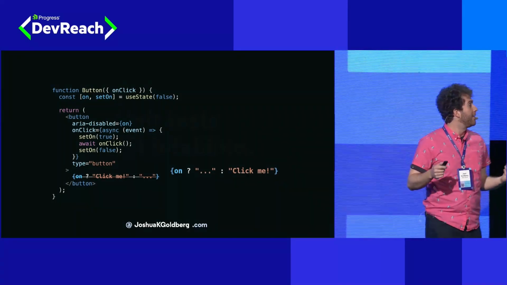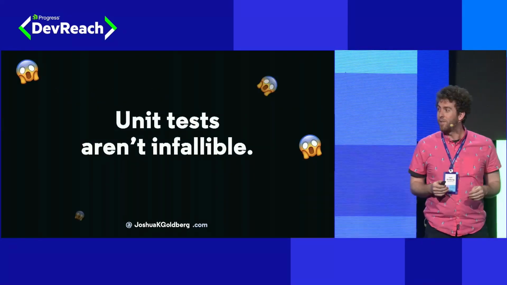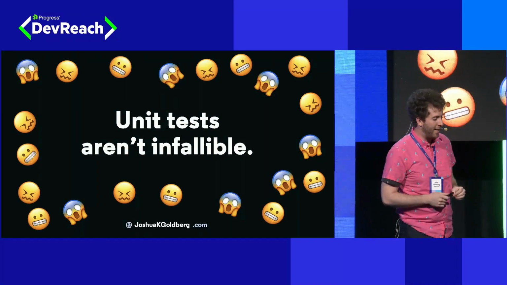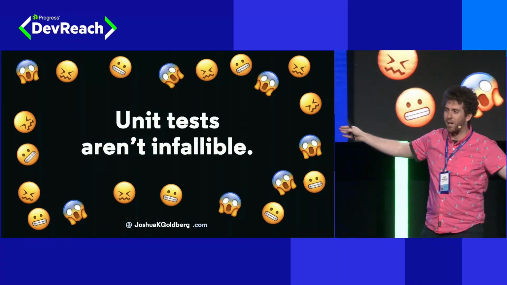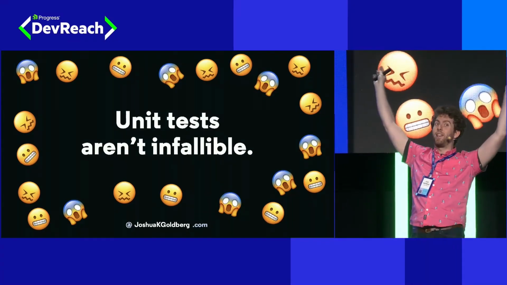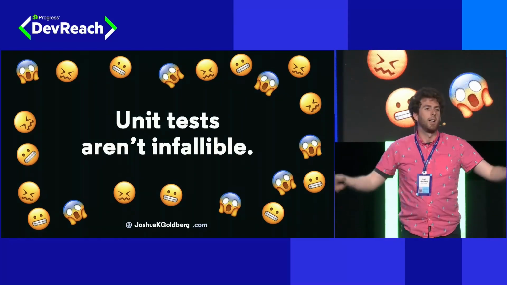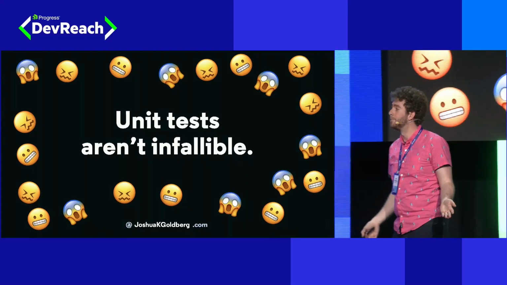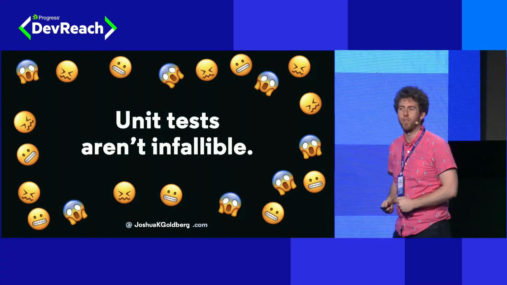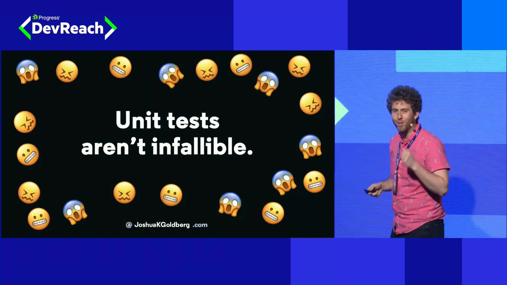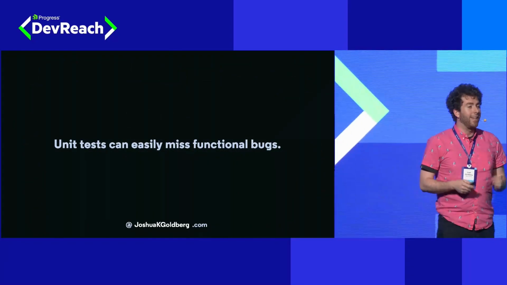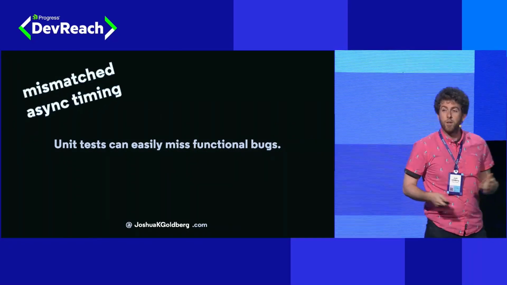No. Unit tests are not infallible. It is entirely possible to have a fully tested application, 100% unit test coverage, woo, and have incredibly, glaringly obvious in retrospect bugs. What a shock and horror that is, that you could test your code and it could still be wrong. They can easily miss functional bugs, and there are a few reasons.